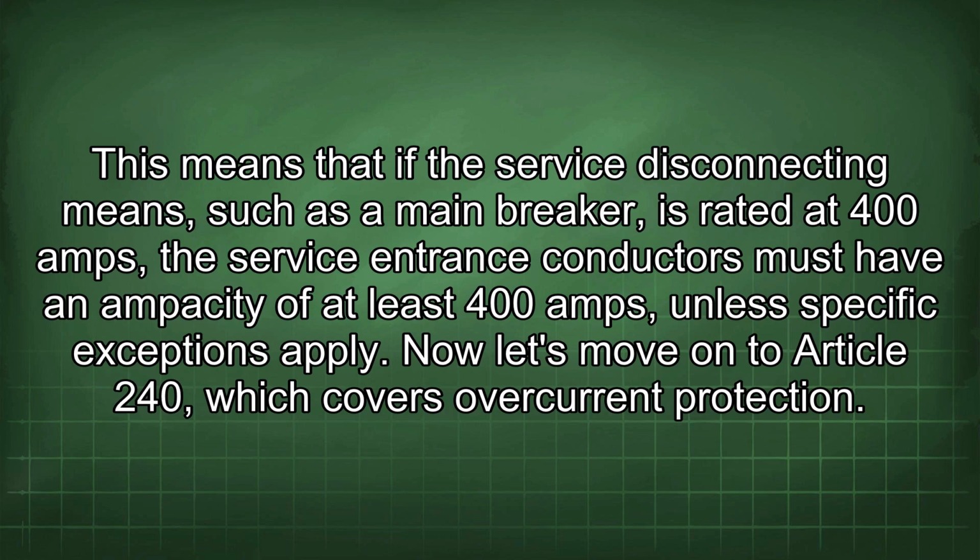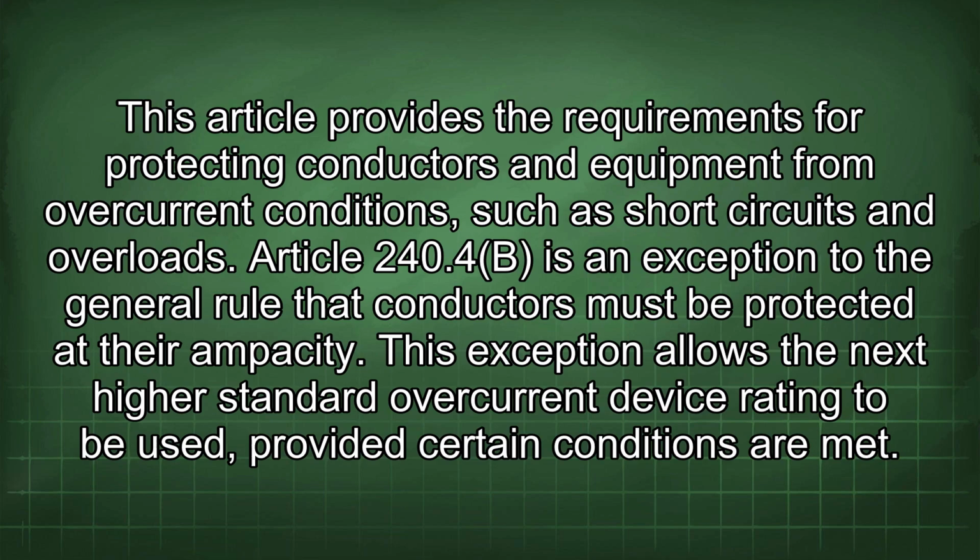Now let's move on to Article 240, which covers overcurrent protection. This article provides the requirements for protecting conductors and equipment from overcurrent conditions such as short circuits and overloads. Article 240.4(b) is an exception to the general rule that conductors must be protected to their ampacity. This exception allows the next higher standard overcurrent device rating to be used, provided certain conditions are met.